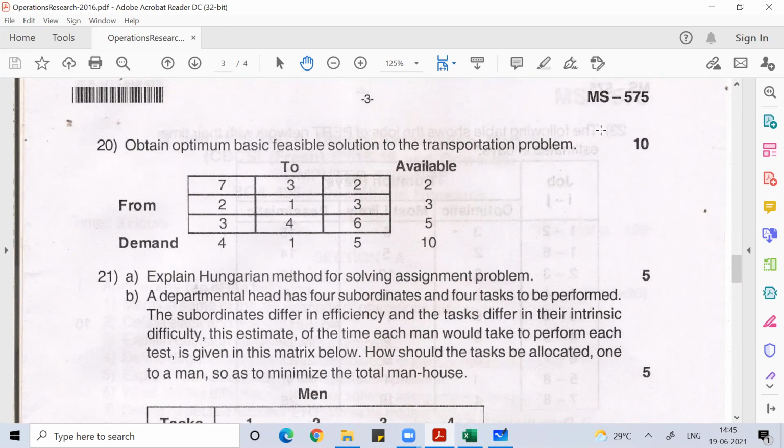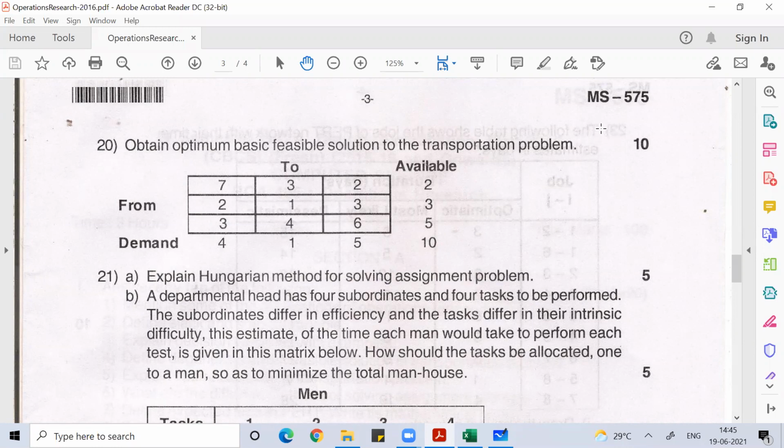Now, here they have not mentioned which method you have to use to find the initial basic feasible solution and then to work on optimality, because that method is not given. So we can use any method here. Out of all the three methods, northwest corner method, Vogel approximation method, or matrix minima method, I like the northwest corner method, easier to do.